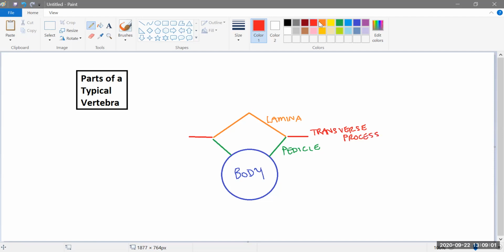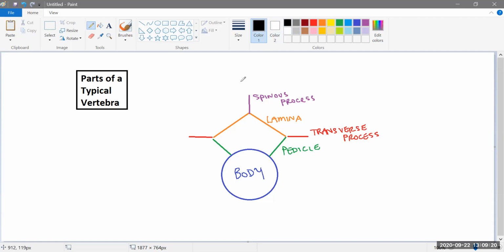And then one more line off the junction of the two orange lines. So what do you think this one's going to be? All right, hopefully you said the spinous process.